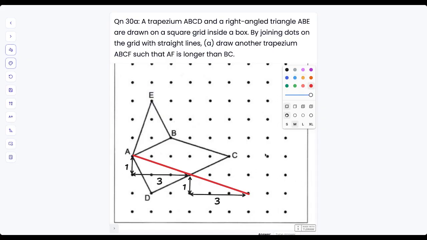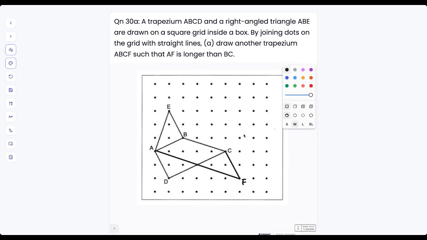Then we're going to put another line to connect the C. So A, B, C, F is here. I want to make it black. This is black. A, B, C, F is this over here. So this is how you create a length that's longer than this. There you go. So that's the answer. All right, let's move on to the next question.